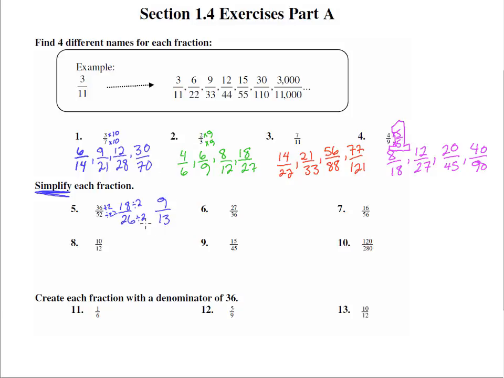9 and 13, I think that's about as far as we can go there. 9/13. Let's check the answer. 9/13. Good.